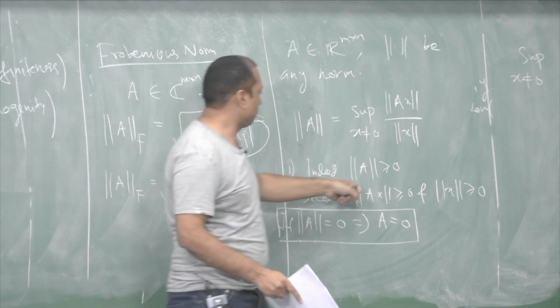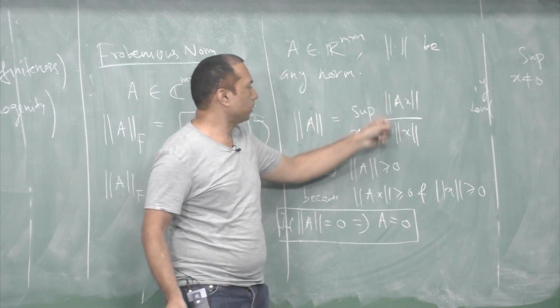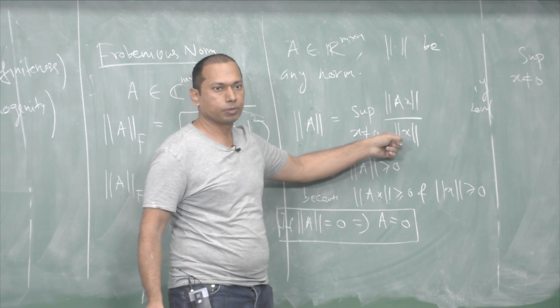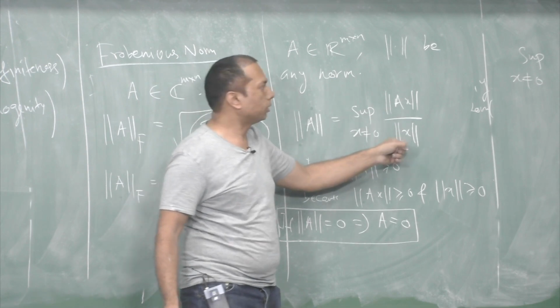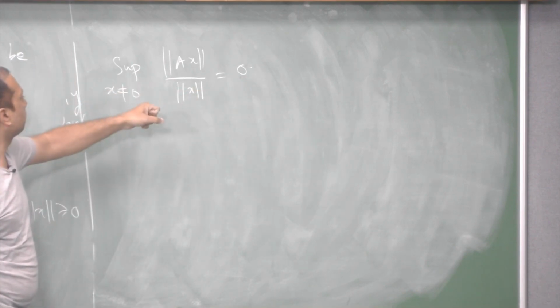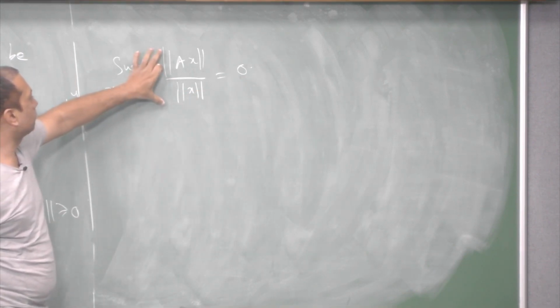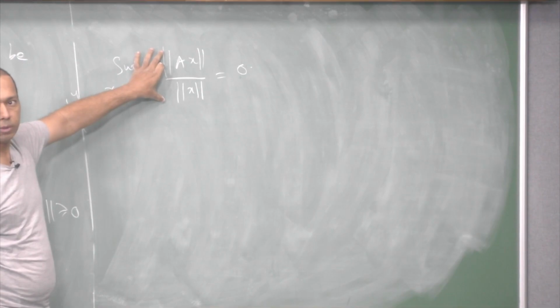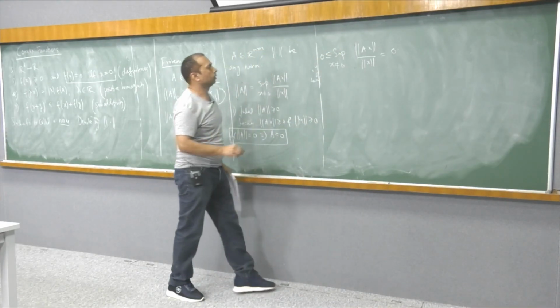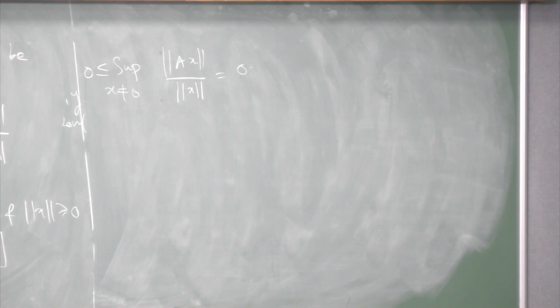Right? We already proved that this must be greater than or equal to 0, because both are positive quantities. So it must be greater than or equal to 0, that is known. And now I am saying that it's equal to 0. So what does this say about this? We know that this is greater than or equal to 0, and now we are saying equal to 0. So the only possibility for this quantity is that this must be 0.